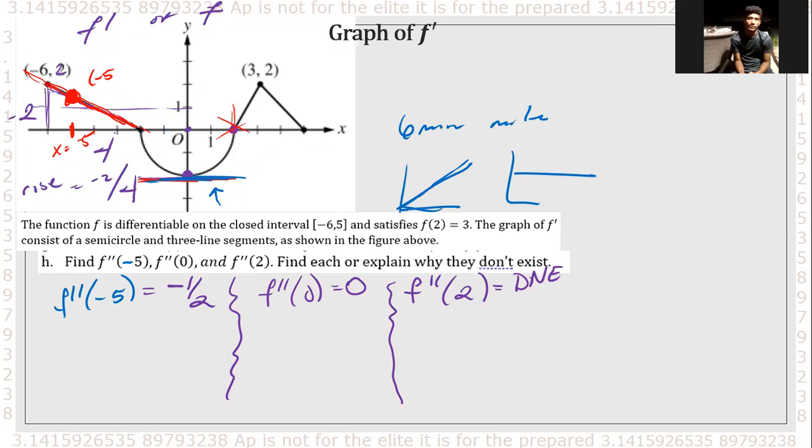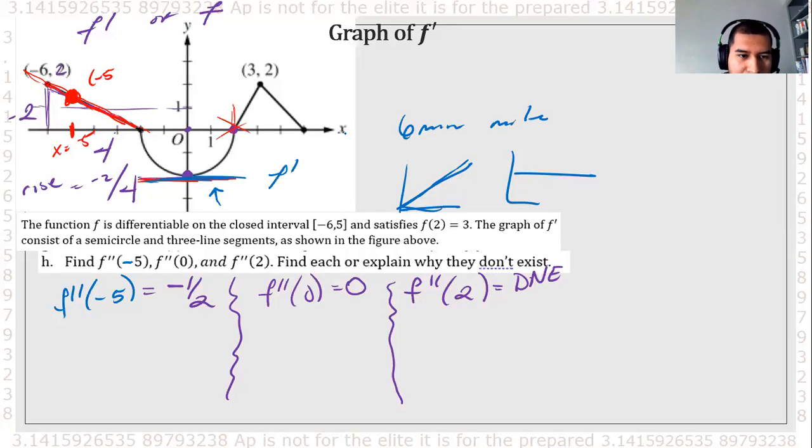But doesn't the circle look like a quadratic? Semicircle? But this is f prime. Yeah, we're trying to say what happens at f double prime. What is the slope of this right here at that point? Okay.